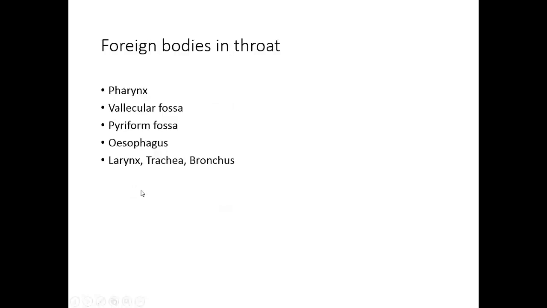Foreign bodies in the throat is a very common problem. The foreign bodies can be stuck on the pharynx, especially on the tonsils, maybe on the vallecular fossa, piriform fossa, or it might enter the esophagus, larynx, trachea, or bronchus.